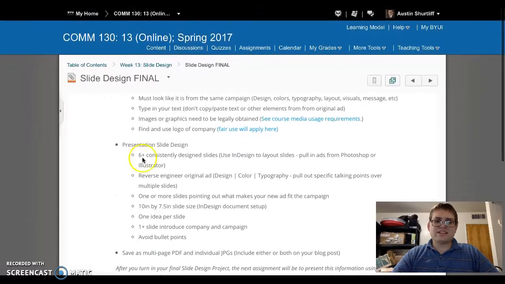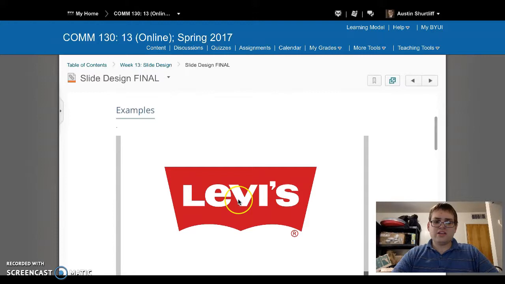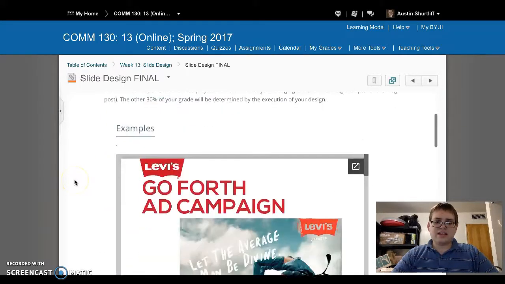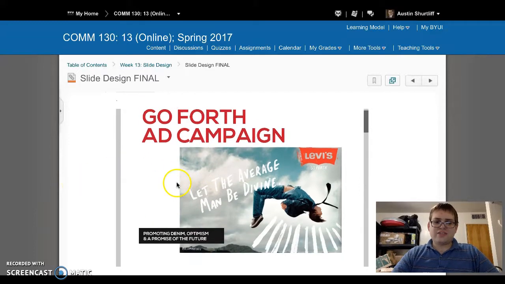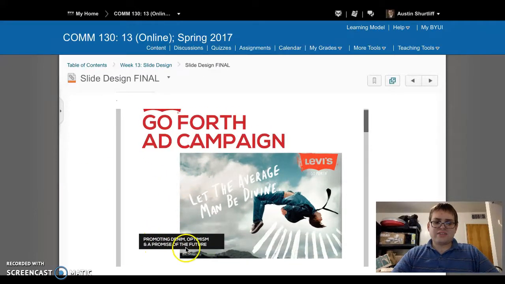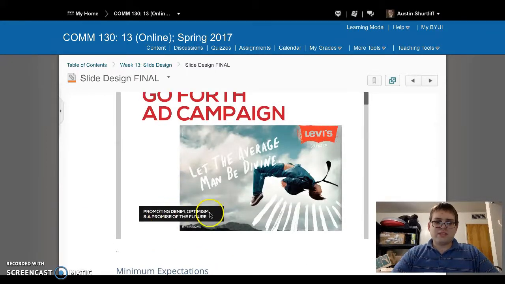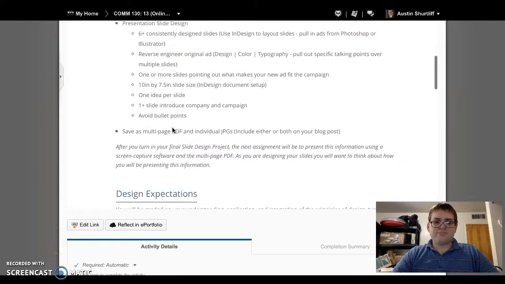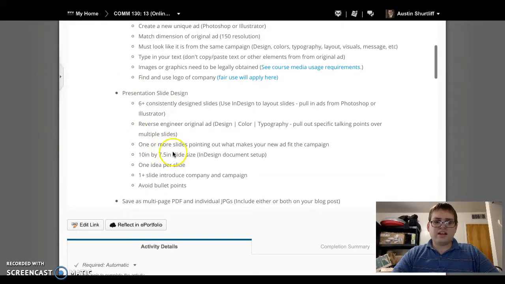So if you come look at this example here, that's what I'm talking about. They just have the Levi there, which is cool. But you need to have an introduction slide, and that introduces it. Right here, they have some text that's just introducing the concept. You see how it's promoting denim optimism and a promise of the future. So they're breaking down the general concept into a really brief statement of what that ad is about. And if you come down here, there's one slide introducing company and campaign.